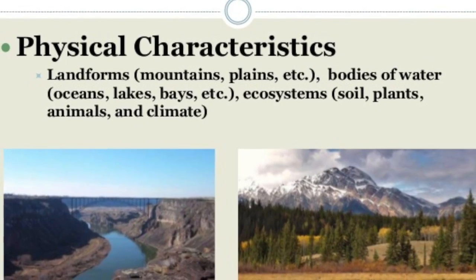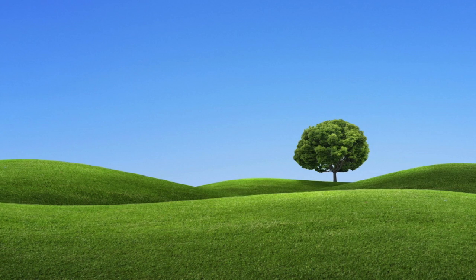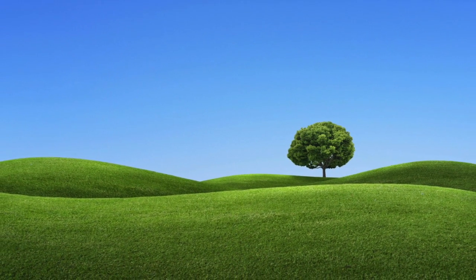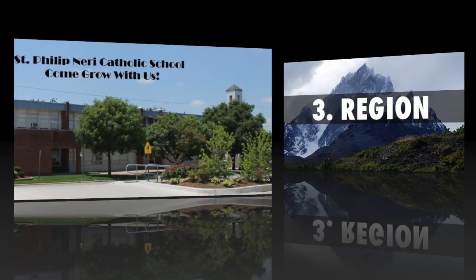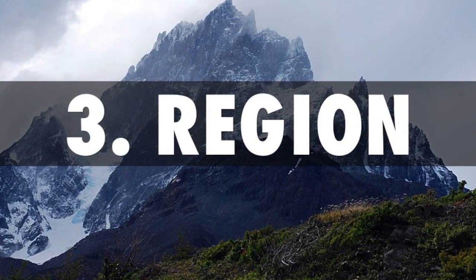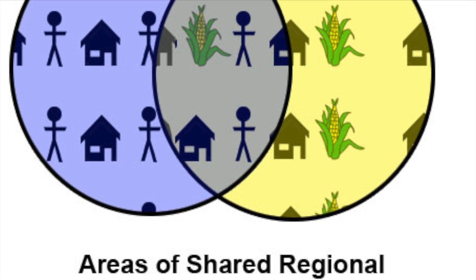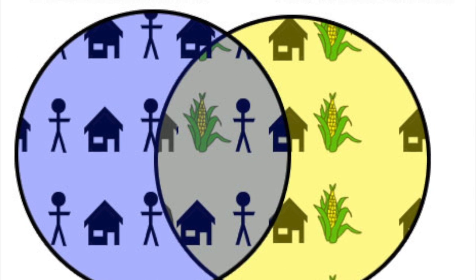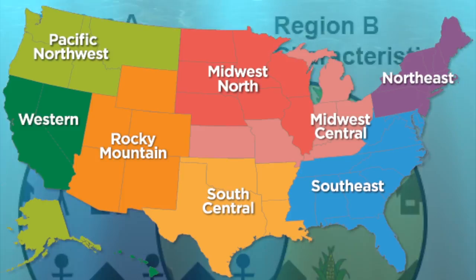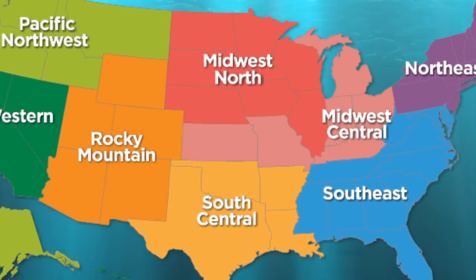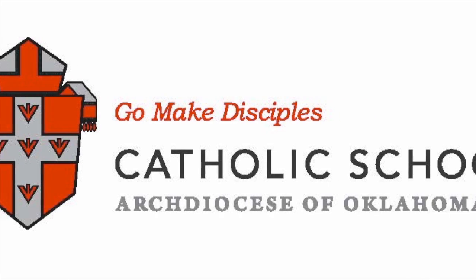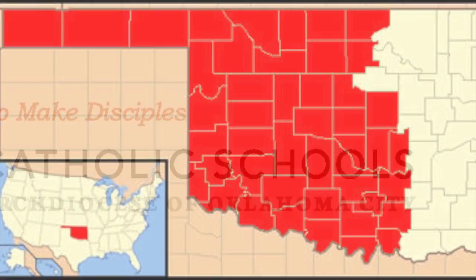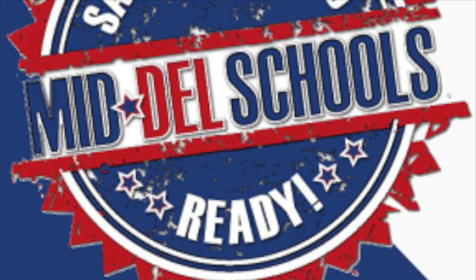The physical characteristics might include a huge green lawn by the playground with large hills. There are blossoming trees in the front and a paved parking lot. The third theme is region. A region combines 2 similar areas based on something they have in common, like population or climate. St. Philip Neri is part of the Archdiocese of Oklahoma City, along with all the other Catholic schools in the Oklahoma City metro area. It is also part of the larger Mid-Del district.